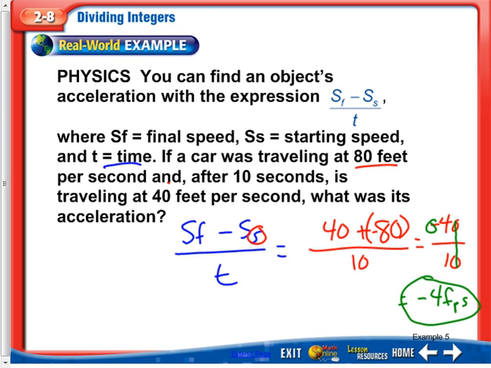Okay, now how can you have a negative acceleration? It sounds kind of funny, but if you have a negative acceleration, that means you're slowing down. You're actually decelerating, but they still call it a negative acceleration, which is the same as a deceleration. So we have a 4 foot per second deceleration, or a negative 4 foot per second acceleration. Okay, so that's kind of the difference there. Just make sure you get them in the right order. If it says F, that means final, and our final was the 40.